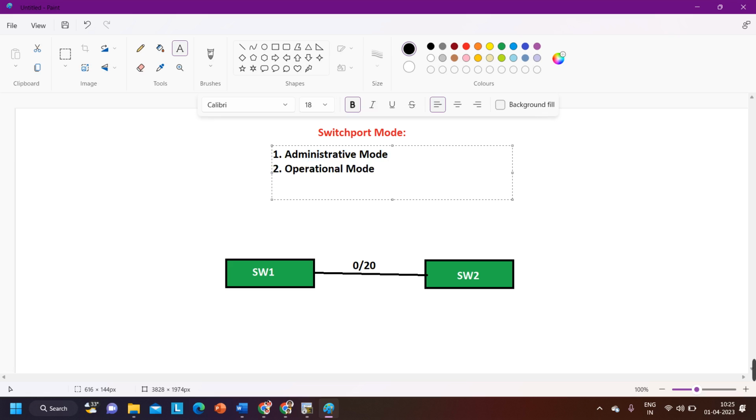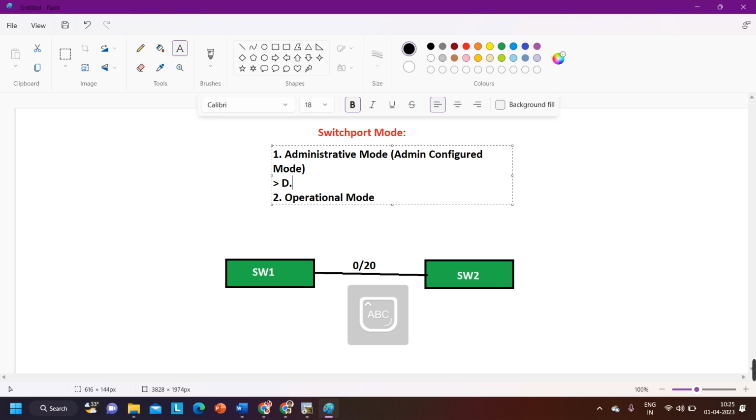Administrative mode means the admin configured mode. What mode the network admin configured on the switch port, that is nothing but administrative mode. So here we can say it is admin configured mode. And administrative mode can be dynamic desirable, it can be dynamic auto, access, or trunk. So there are four types of administrative mode.